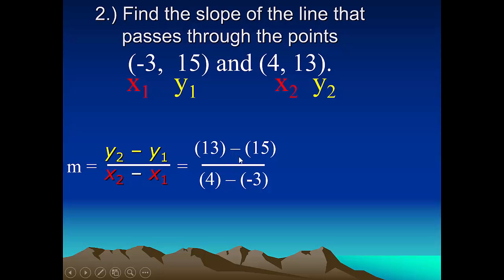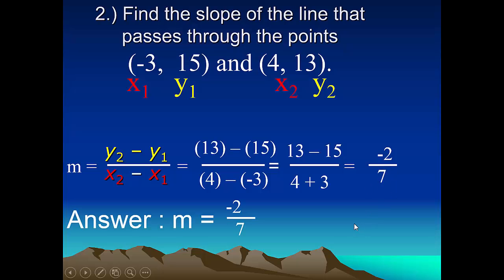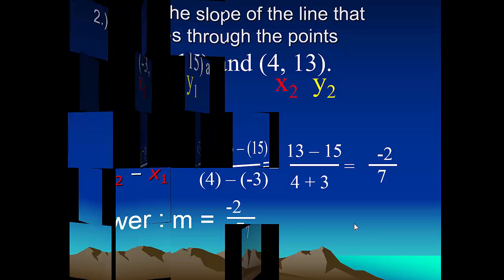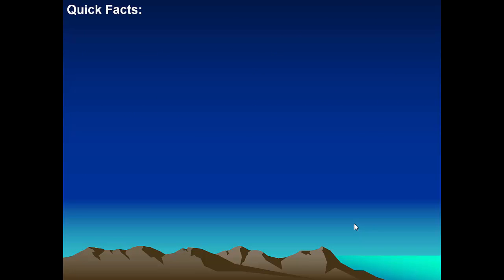So now what we would do is we would drop the parentheses in our numerator, but here this minus -3 will become positive. So that will leave us 13 minus 15 over 4 plus 3. And our final answer would be -2 over 7, and our slope is -2 over 7. Now we move on to the next slide.